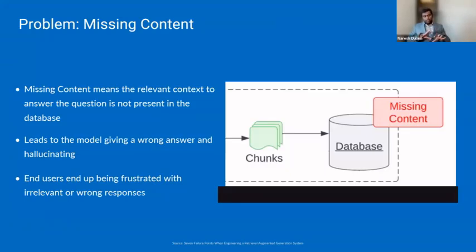So the first problem statement is missing content. It means that the documents required to answer your question are not available in your database. That leads the language models to very confidently give a wrong answer. That's what people call hallucination. And that ends up with your end users being frustrated with irrelevant or wrong responses.